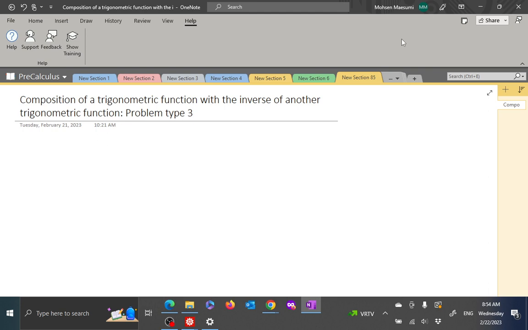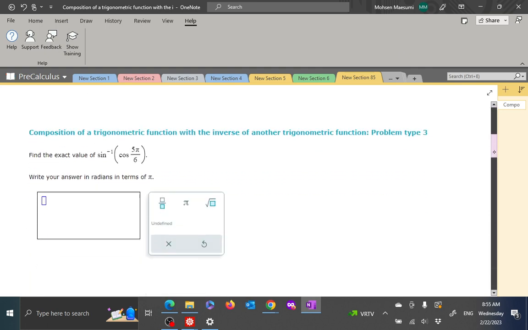Today is composition of a trigonometric function with the inverse of another trigonometric function, problem type 3. Type 3 here is mostly about famous angles. We'll go through a few exercises here, and at the end I'll open the topic for students who are interested in mathematics and try to generalize the questions that we are looking at here. So let's go ahead. This is going to be short and sweet.